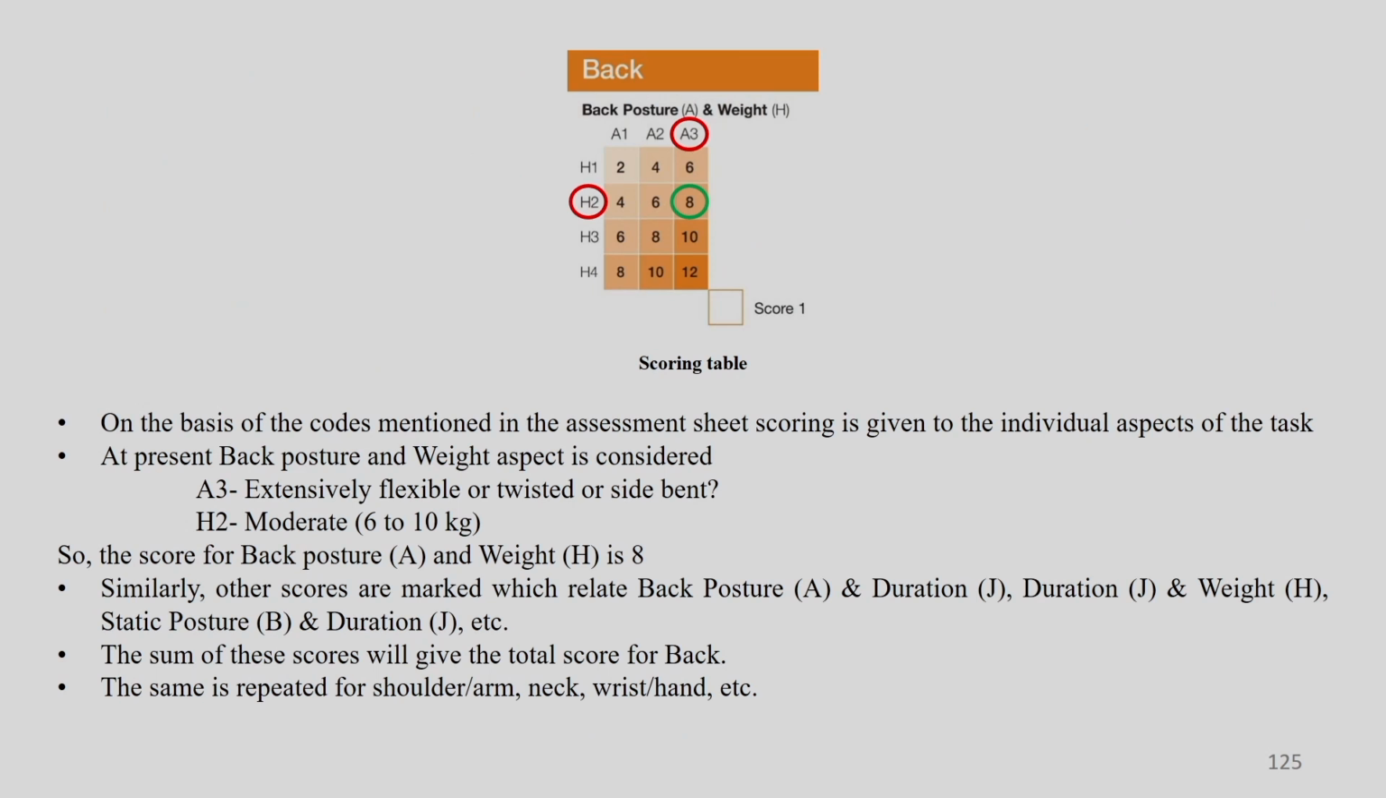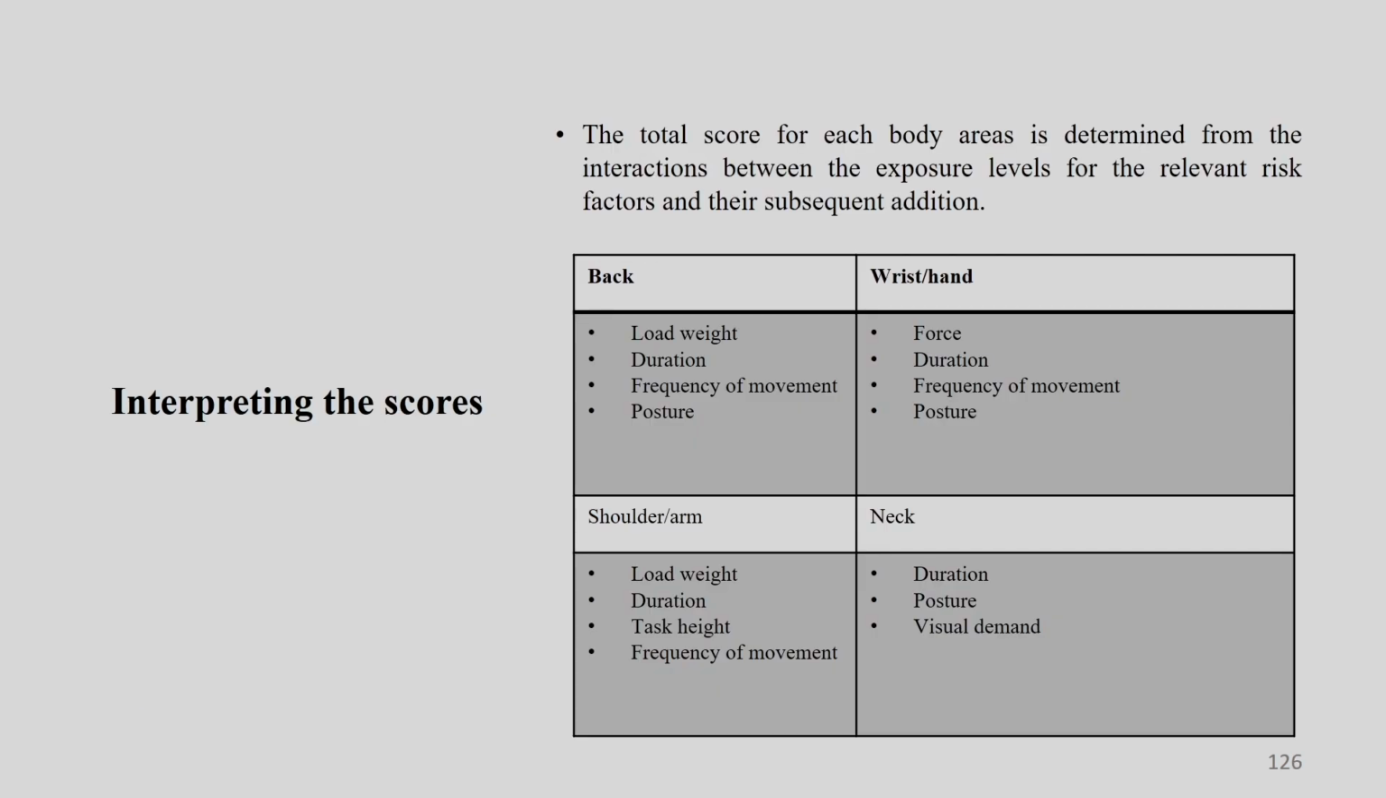Like this way, for example, I showed you: if it is A3 and it is H2, then the value is 8, right? So you will be writing 8 over here. This is an example. So once you have all these things, how are you going to interpret them?